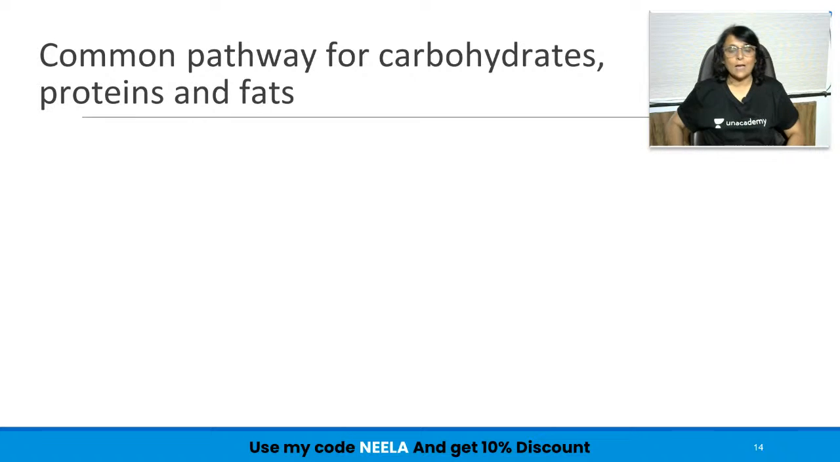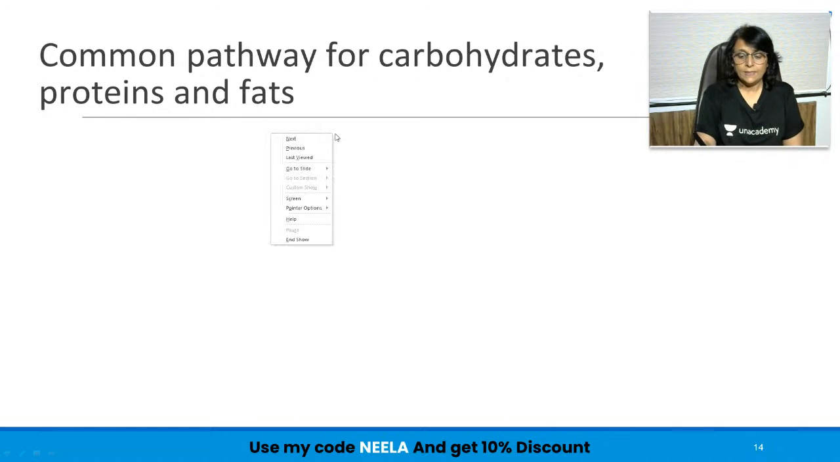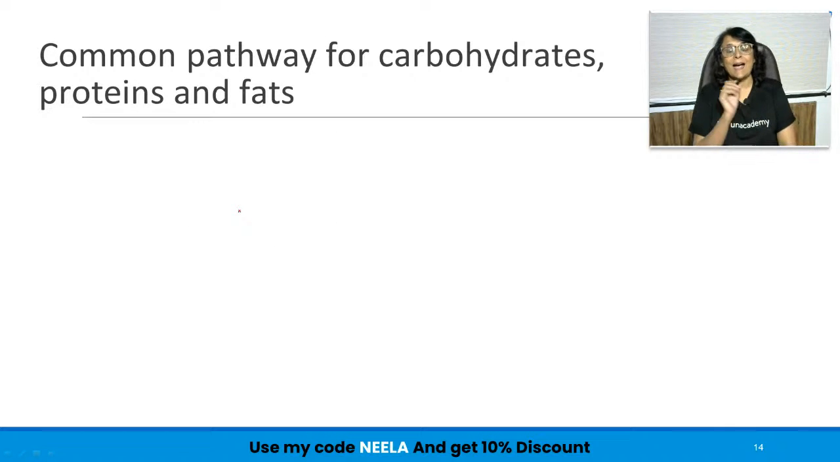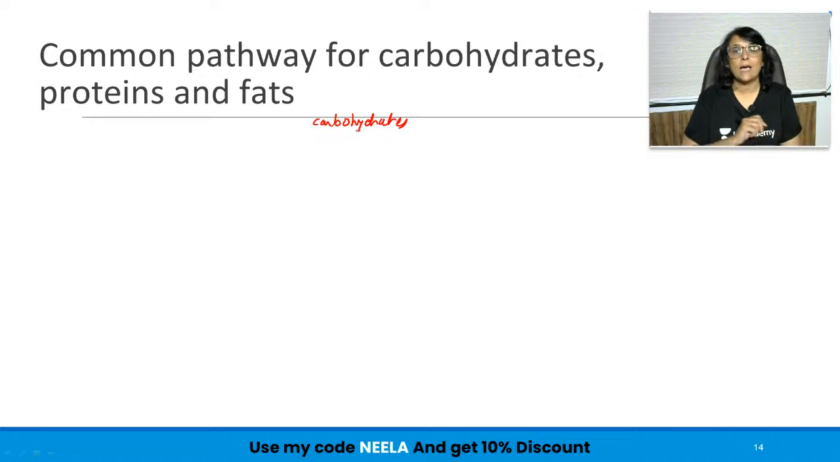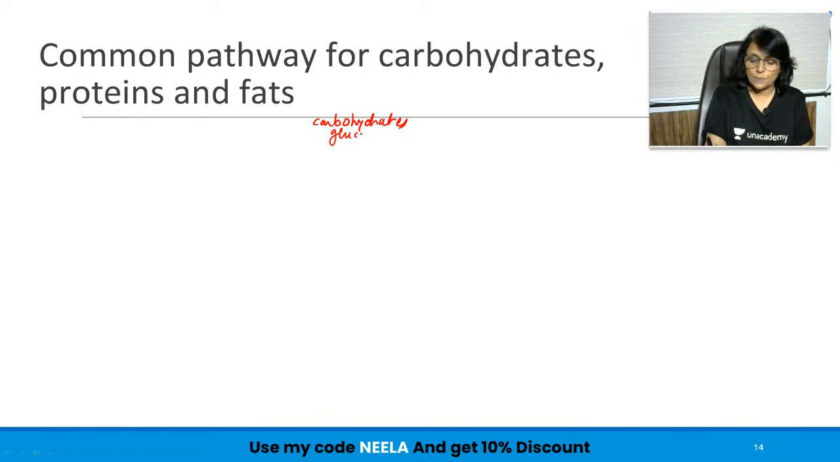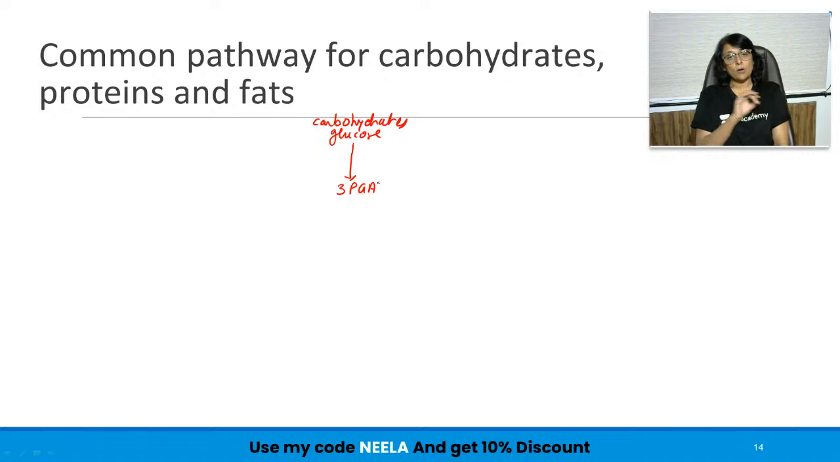Alright, now let us come to our topic: common pathway for carbohydrate, protein and fat. We know that carbohydrates, when broken down, we can write that only for carbohydrates. Especially the carbohydrate that we take is glucose. So what happens to glucose? Glucose is broken down into 3-PGAL. We are writing some intermediates, right? We are not writing everything here because we have to see just the part where proteins can also join in and fats can also join in.